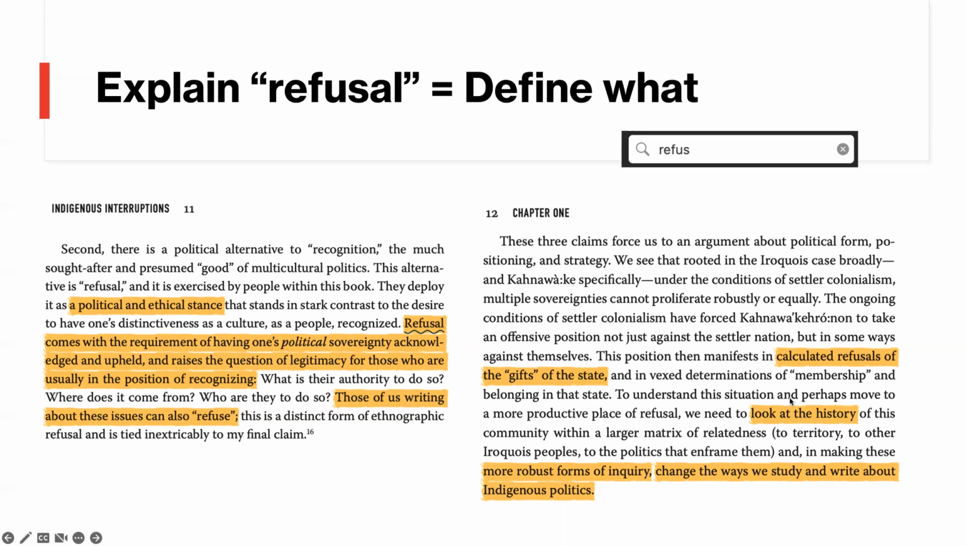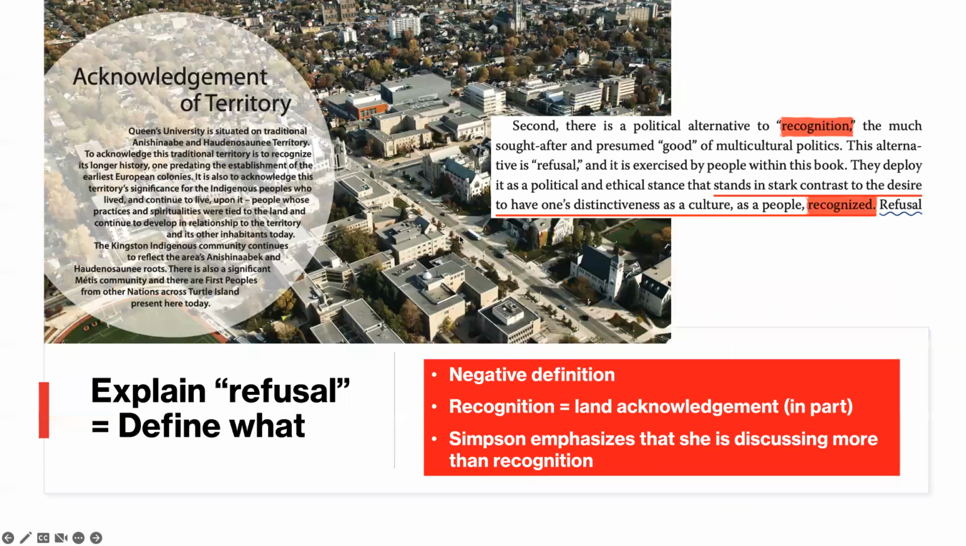How can they refuse? Well, there's different ways. They can look at history. This is on page 12. She says they can look at history. They can have more robust forms of inquiry. They can change the way they study and write about Indigenous politics. Also on page 12, she says there could be calculated refusal of gifts to the state. So these are all ways of defining refusal in a positive way.